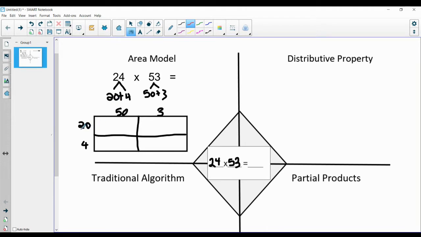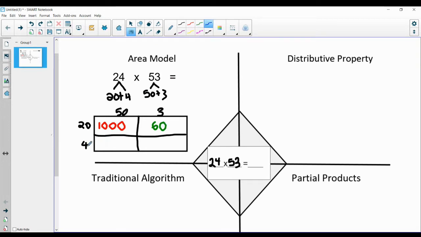First, I'm going to look at 20 times 50. I'm thinking that 2 times 5 is equal to 10. And there are 2 zeros here, so I need to put 2 zeros at the end. So 20 times 50 is equal to 1,000. Next, I'm going to look at 20 times 3. Well, 2 times 3 is equal to 6, and I'm going to put 1 zero at the end.